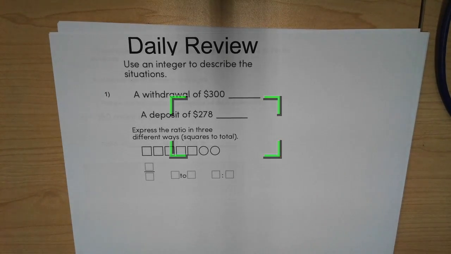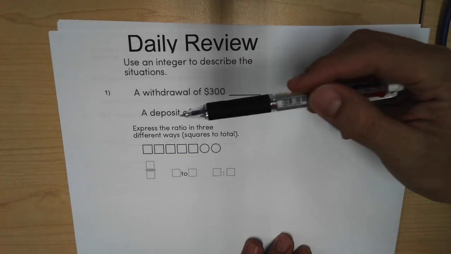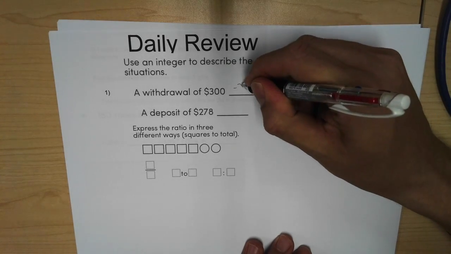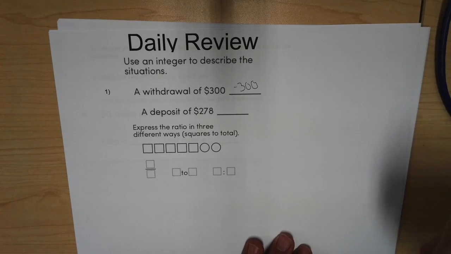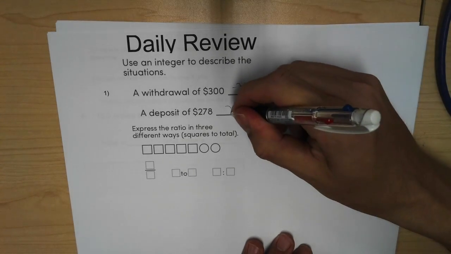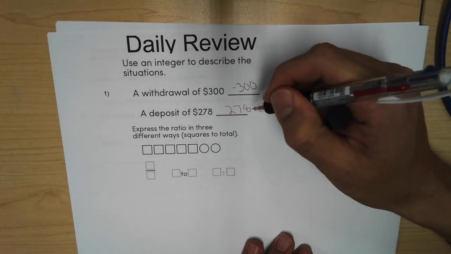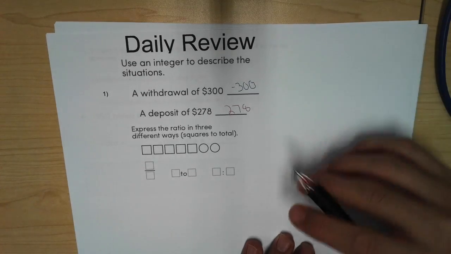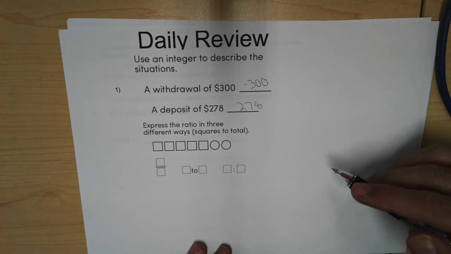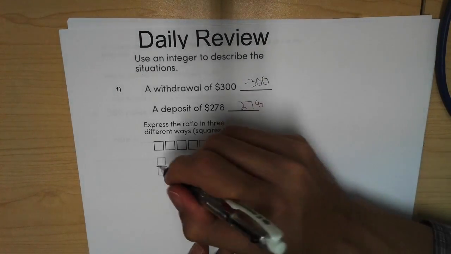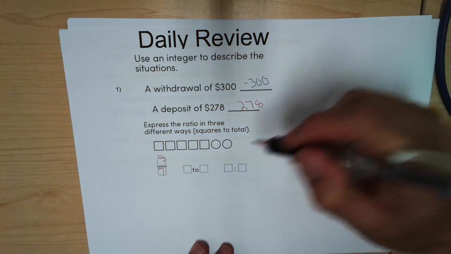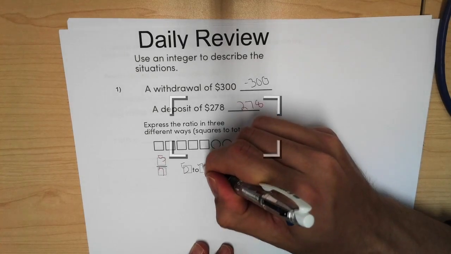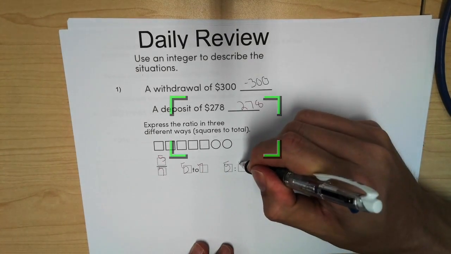Let's do some quick daily review. A withdrawal of $300 is equivalent to minus 300. A deposit is the same thing as plus 300. Express the ratio in 3 different ways. Squares to total: we have 5 squares to 7 total. 5 to 7, and 5 to 7.